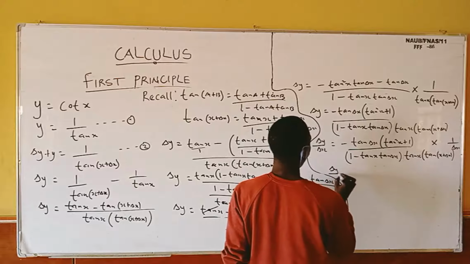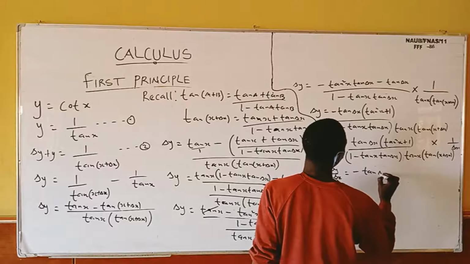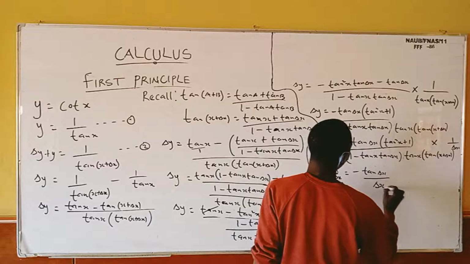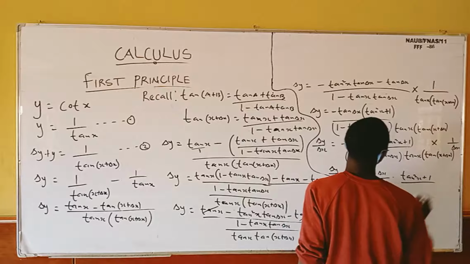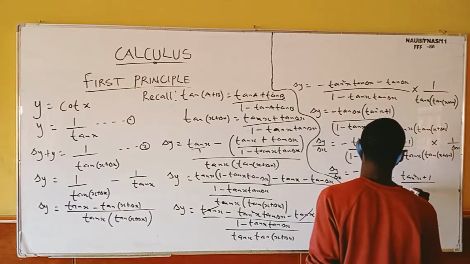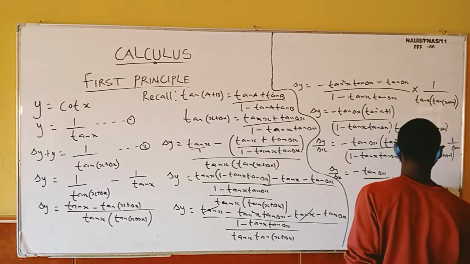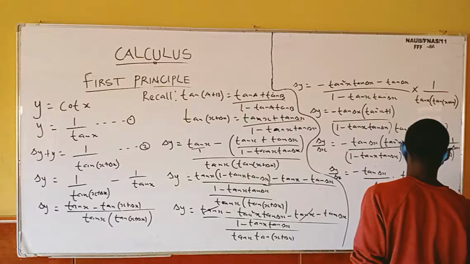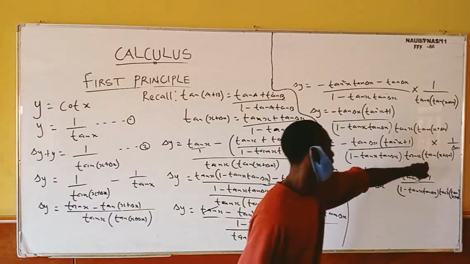So change in y over change in s will be equal to minus tan change in s all over change in s, then multiplied by tan square s plus 1 all over 1 minus tan s tan change in s into tan s plus change in s. So something like that, just what is here.